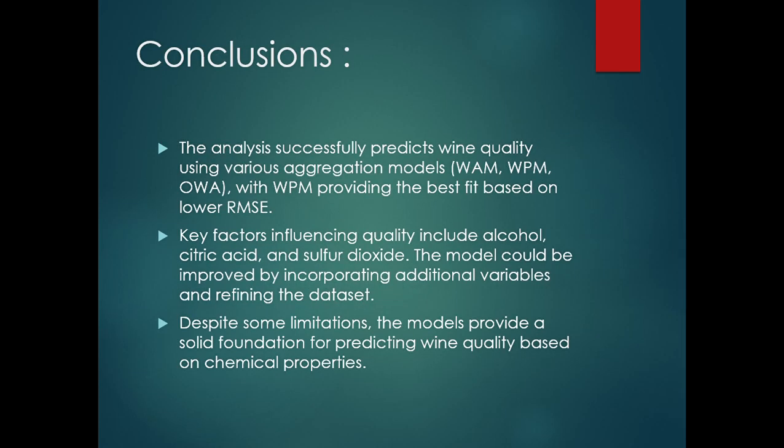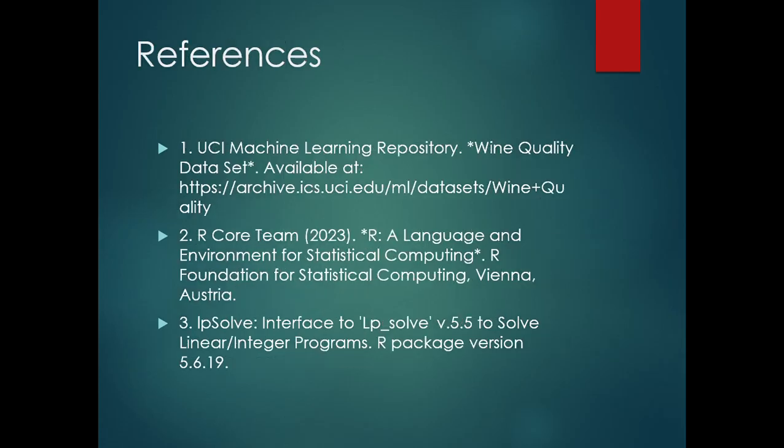So in conclusion, the analysis successfully predicts the wine quality, and key factors influencing the wine quality are alcohol, citric acid, and sulfur dioxide. The model could be improved by adding additional variables and refining the database. Despite some limitations, the model provided a solid foundation for predicting wine quality based on chemical properties.